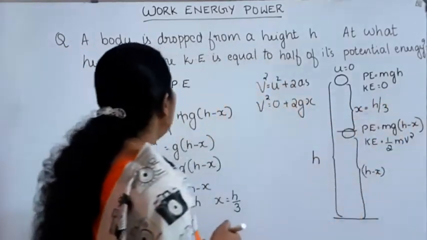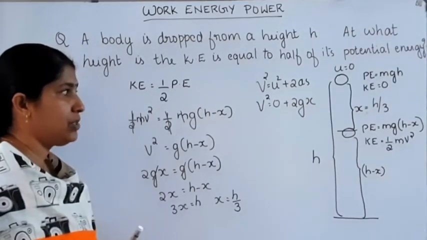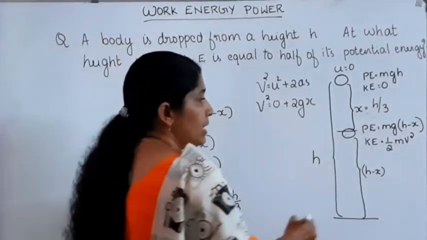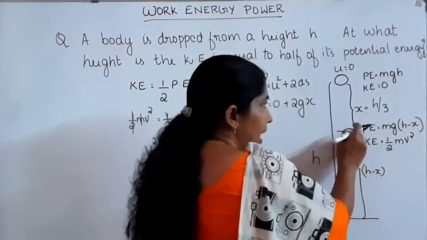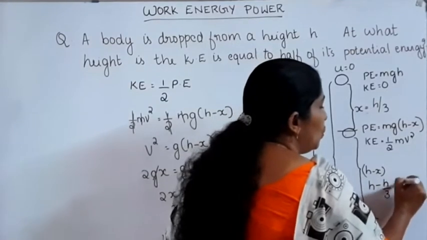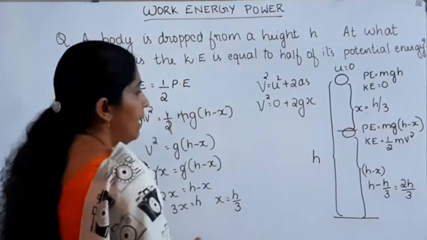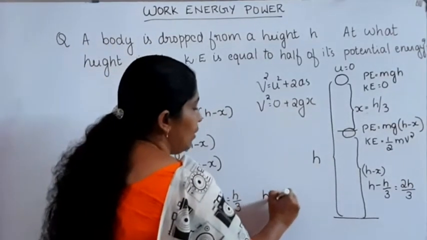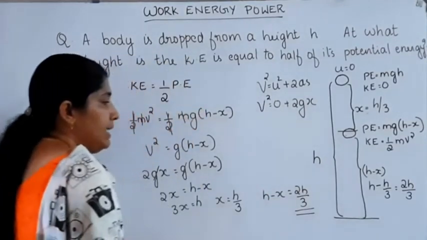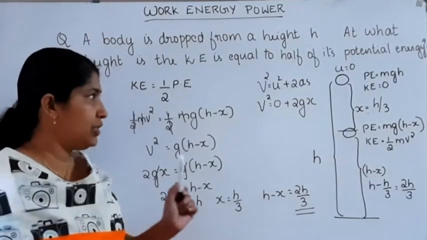Then we want to find out at what height the kinetic energy is equal to half of the potential energy. Okay, height is always measured from the ground. So what about this height? Okay, we want to find out this height, that's equal to h minus h by 3. It's equal to 2h divided by 3. Okay, 2h by 3 is the height. Okay, h minus x is equal to 2h divided by 3. 2h by 3 is the height at which the kinetic energy becomes equal to half of its potential energy.